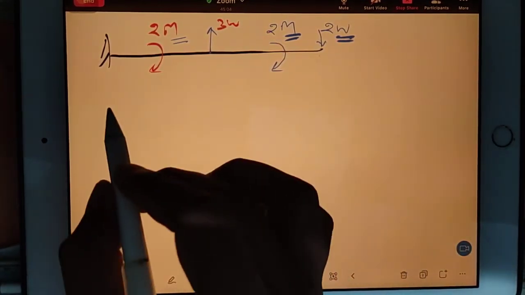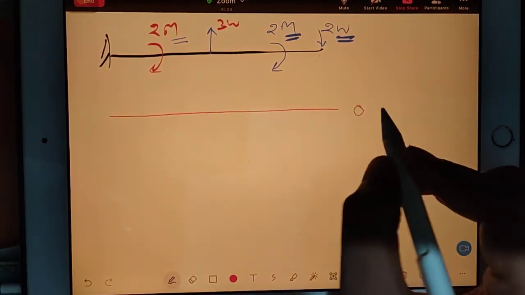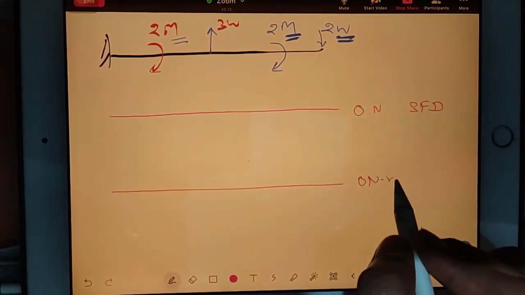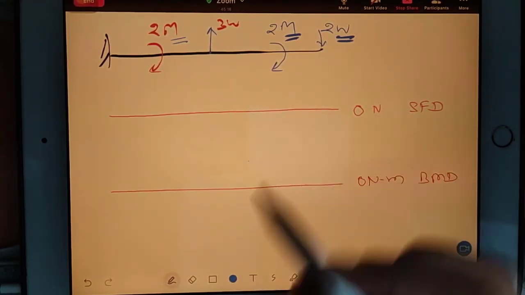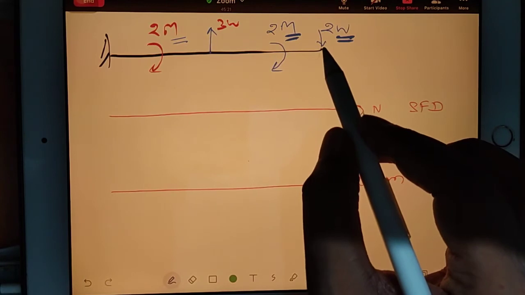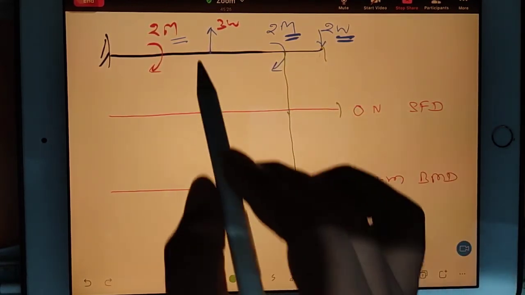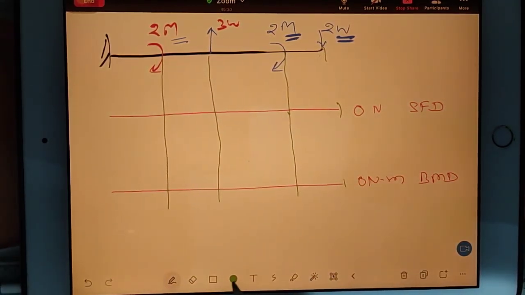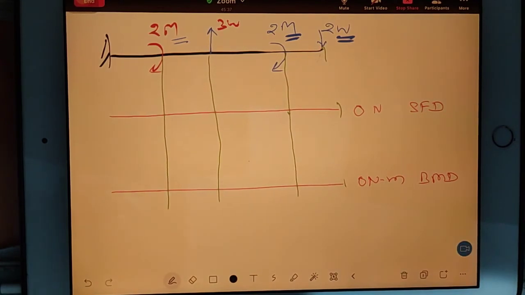Now for this purpose, you have to draw the SFD. This is your 0 Newton SFD line, and this is your 0 Newton meter BMD line. Split lines like this: this is your free end, and this is your fixed end. I'm just projecting the points. Now in between, draw the SFD and draw the BMD. First draw on your page, and once you are confident, then draw on my screen. Do it fast.